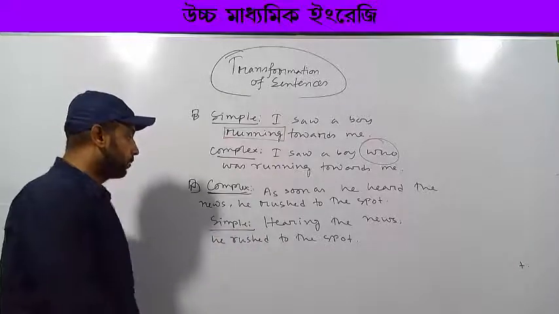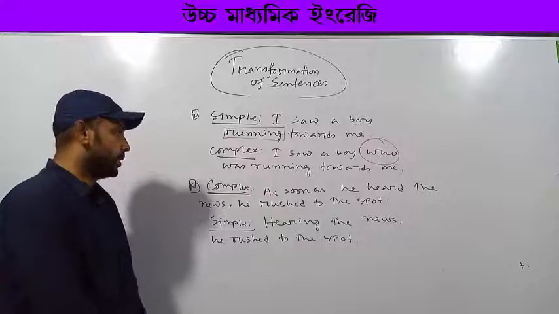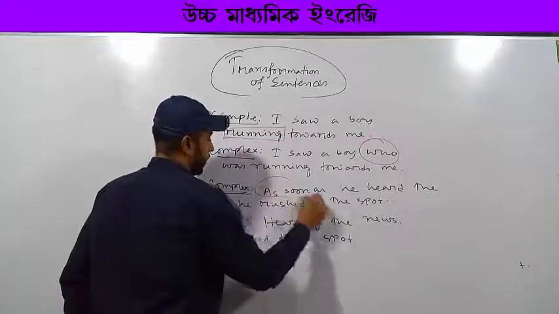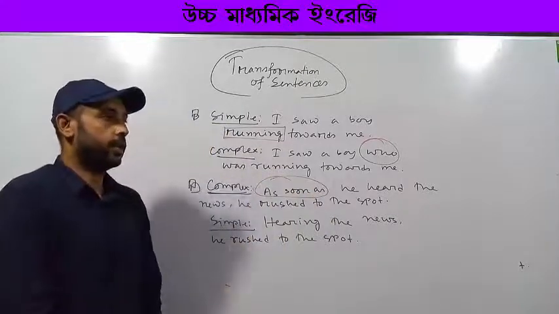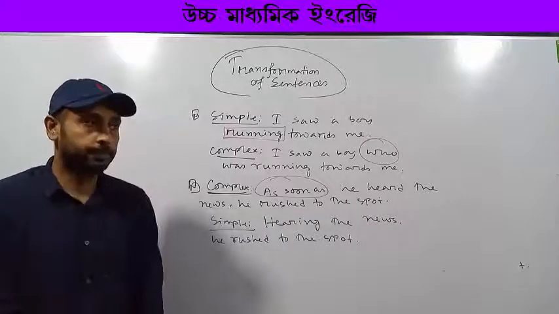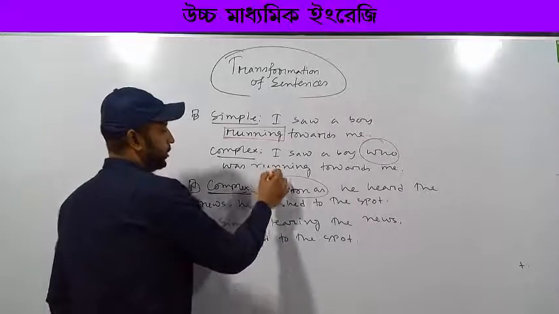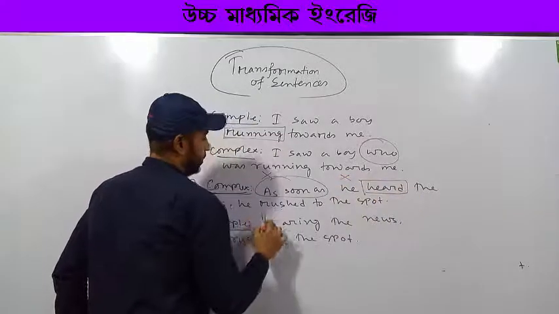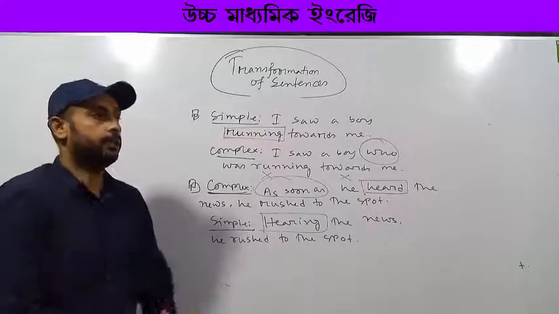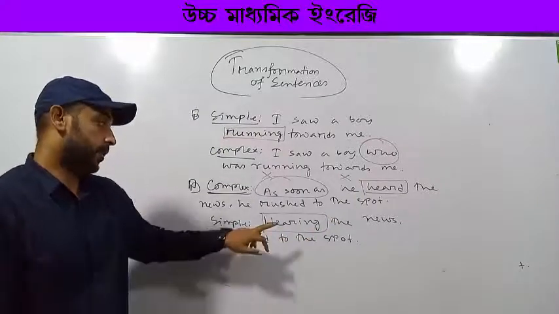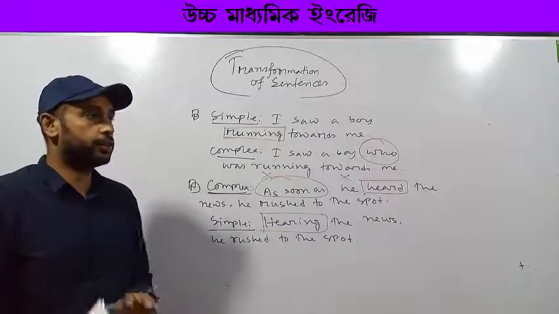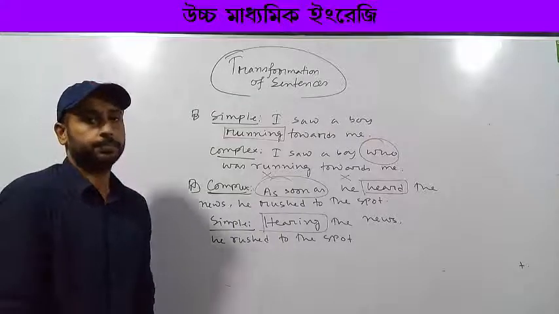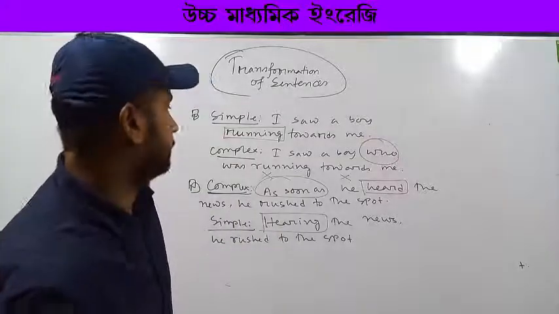Another example, the complex is: As soon as he heard the news, he rushed to the spot. So this is a complex sentence. If you find as soon as in a complex sentence, and if you want to make it simple, just remove as soon as, remove the subject, and try to add ing with the verb. Then it becomes simple. Verb plus ing in the beginning of the sentence is a condition of a simple sentence. Here: Hearing the news, he rushed to the spot. Clear? We can go to the next one.